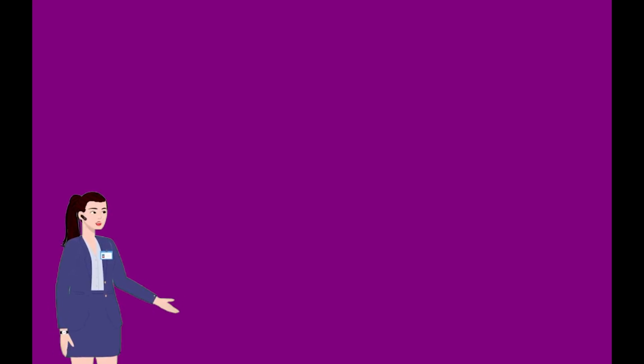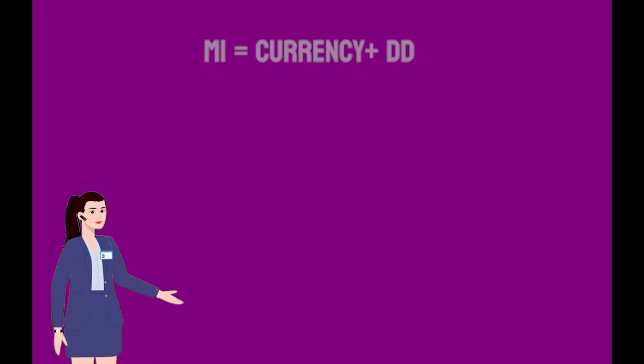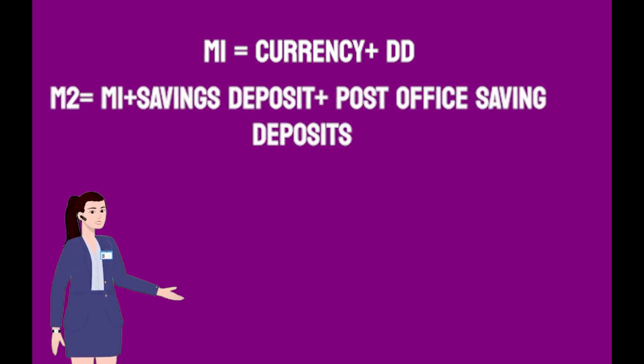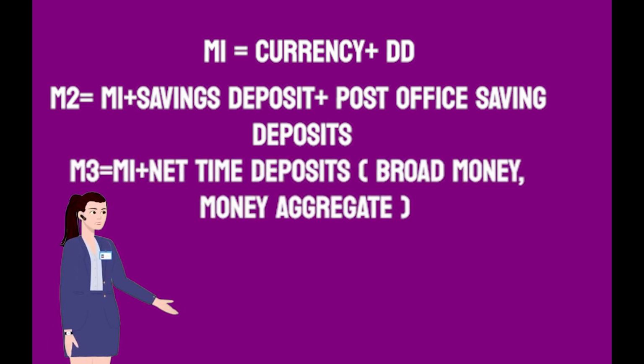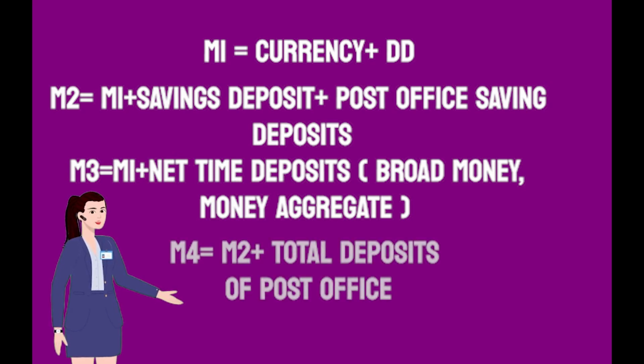Okay, let's see what is M1. M1 is equal to currency plus demand deposits. Here currency means notes and coins held by public, and demand deposits of public in banks. M2 is equal to M1 plus savings deposits plus post office saving deposits. M3 is equal to M1 plus net time deposits. Time deposits means fixed deposit. Next M4. That's equal to M2 plus total deposits of post office.